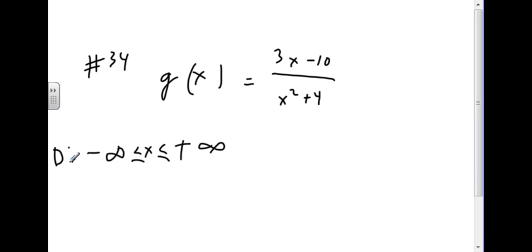Unless, of course, I had an x where x squared was equal to minus 4. Then I couldn't do that, right? So in chapter 14, we're going to find that 2i squared is minus 4, but that's an imaginary number, and we don't have to deal with that in chapter 4 yet, so that's good.